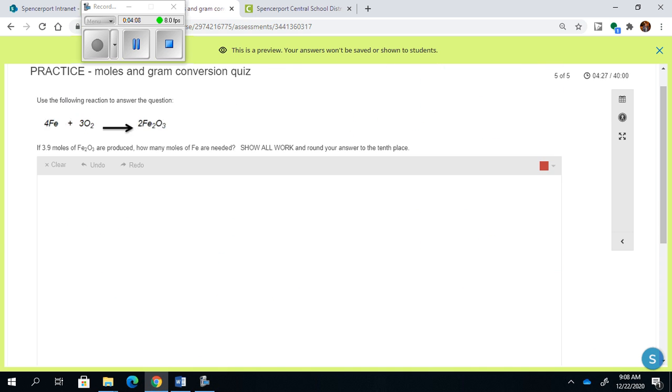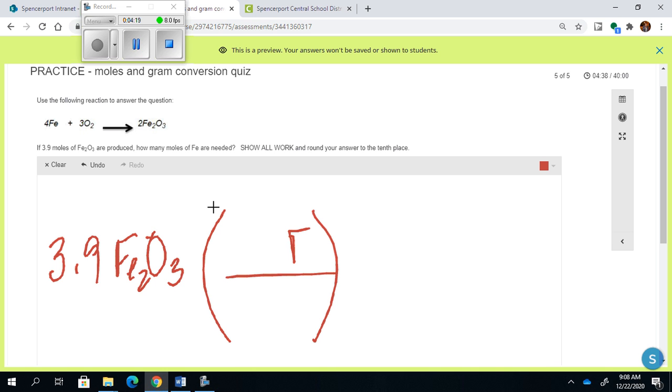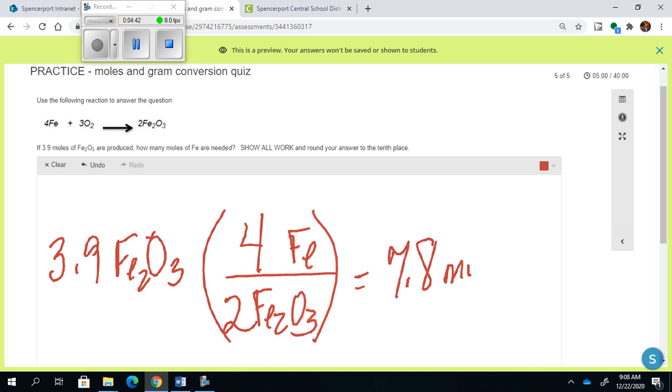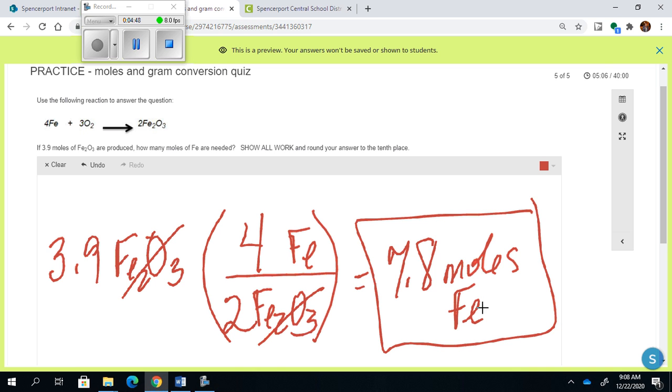All right, one more problem. If 3.9 moles of Fe2O3 are produced, how many moles of Fe are needed? So they want me to solve for Fe, and I'm given Fe2O3. So again, I always make sure these two are the same units. I go to my formula. This has a 2 in front of it, and this has a 4 in front of it. So 3.9 times 4 divided by 2 is going to give me 7.8 moles. These cancel out, so it will be moles of Fe. All right, there you go.